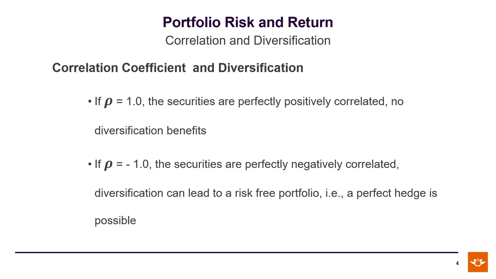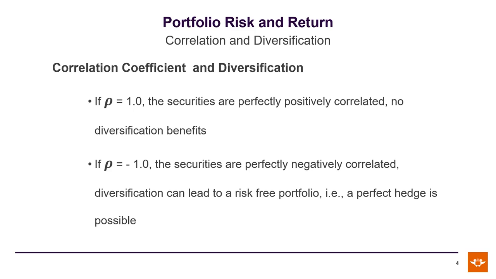Now, looking at correlation, a value of 1 indicates that the securities are perfectly positively correlated, which means that their returns move in sync with one another and there are no diversification benefits. On the other hand, a correlation of -1 means that the securities are perfectly negatively correlated, which means that as the one goes up, the other one goes down by the exact same amount. And here, not only is diversification possible, but it is possible to create a risk-free portfolio, a perfect hedge as it were.